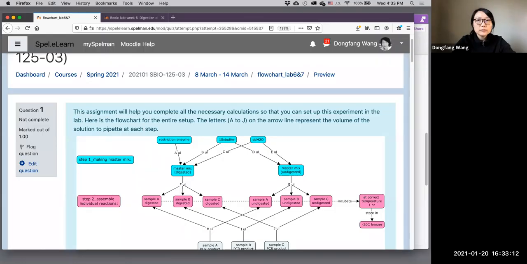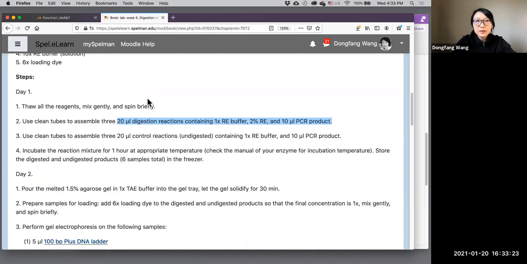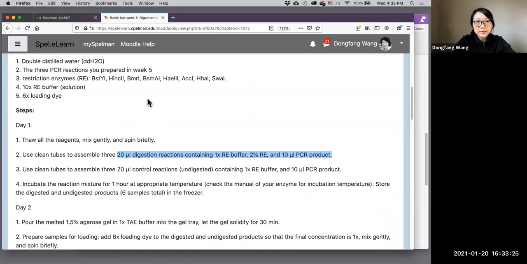Hi, Dr. Wang here. Today we're going to do this assignment called Flowchart Lab 6 and 7. This is going to help us get ready for this week's lab. The instruction is on the Commons page under week 6.